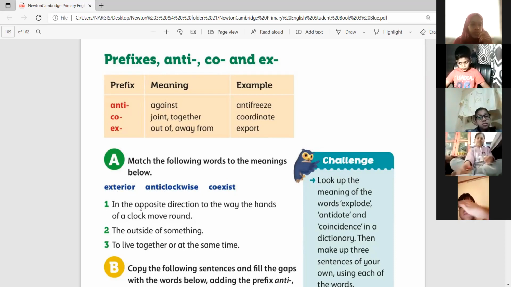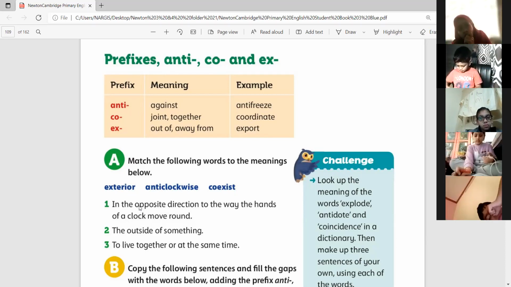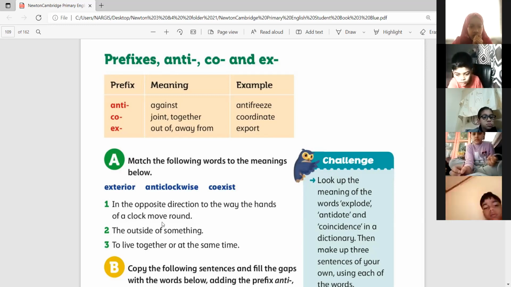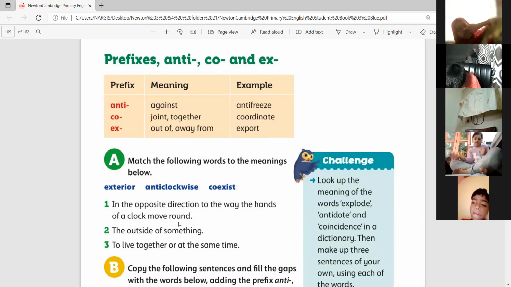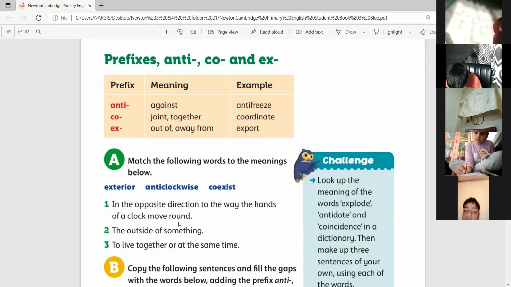Now, the first answer, Ikra, please write it down when I'm saying. Don't ask me afterwards. Okay, Ikra? First one, in the opposite direction to the way the hands of a clock move around, what is it? Anti-clockwise. Write the answer here. Please write down the answer, Mariam, Zoheb, Ikra, all of you. The first answer for A is anti-clockwise.